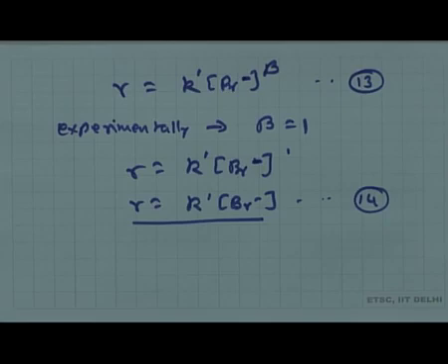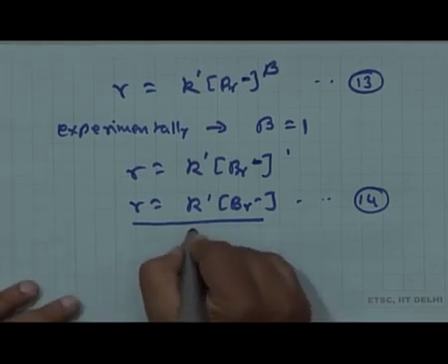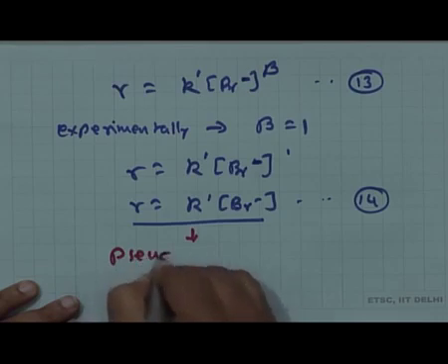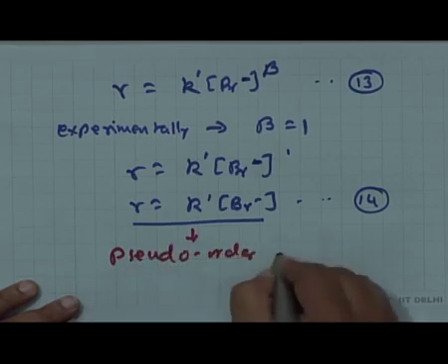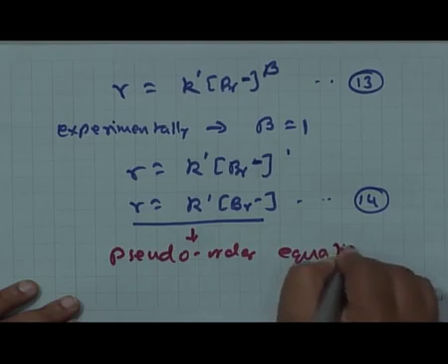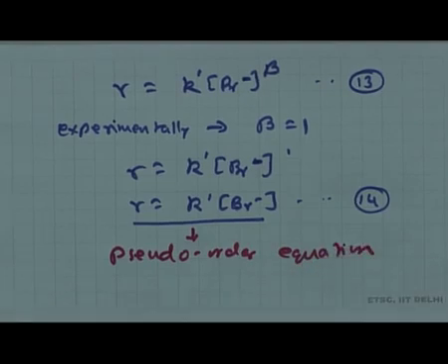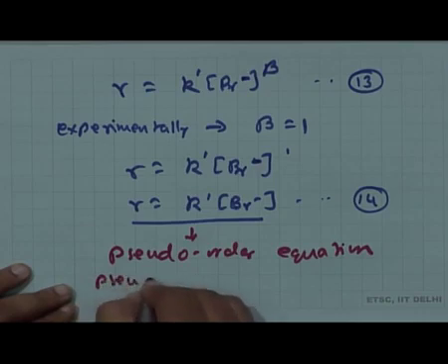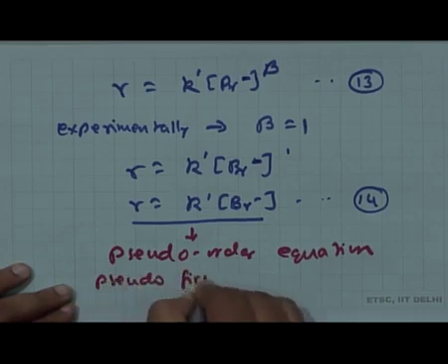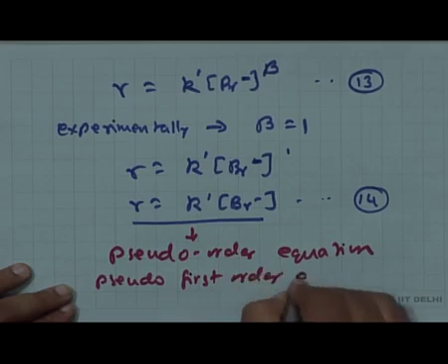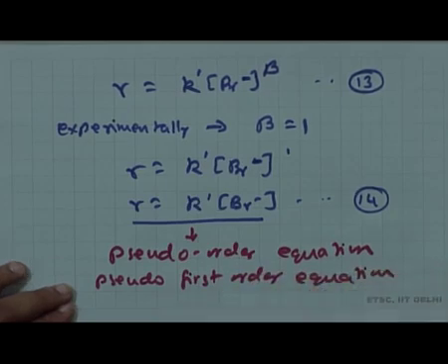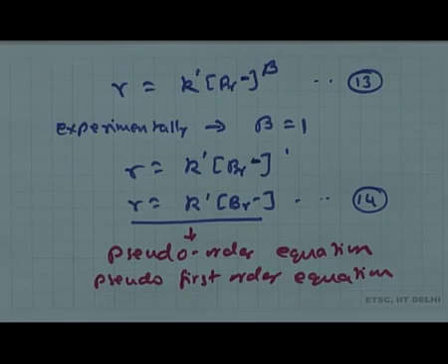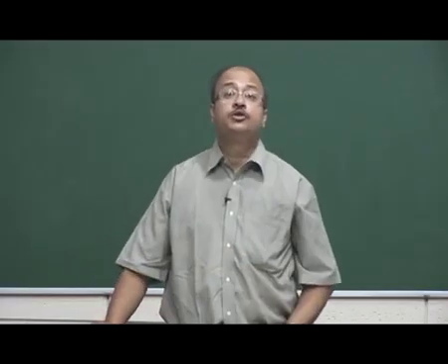So, under these conditions, we say that this equation is a pseudo order equation. In this case, because beta is equal to 1, we say it is a pseudo first order equation. Why? Because in this case beta is equal to 1.